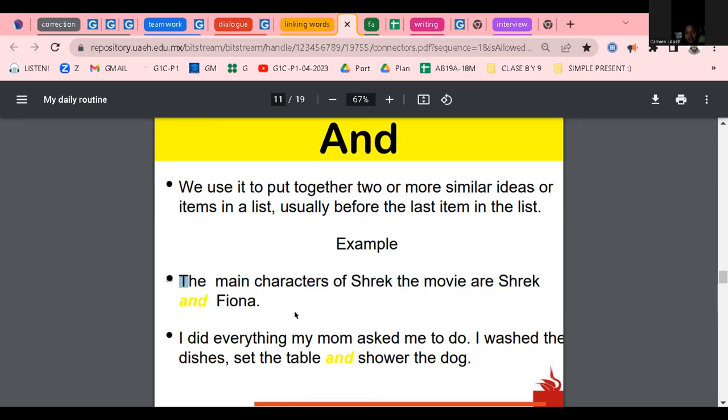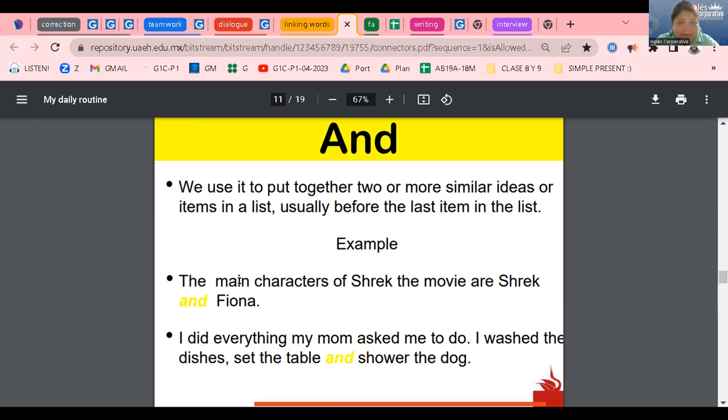The main character of the movie. Shrek is the main character. Ah, yeah. No le había entendido bien porque tengo una letra pequeñita. Or Fiona, ajá. Bien chiquitita la letra. Hoy sí ya la logré. Okay. Let's zoom in.